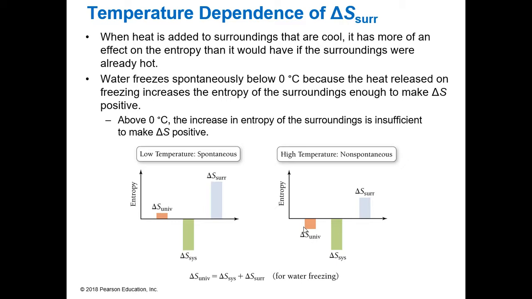This is crazy, guys. This is something you hadn't thought about before, right? You just knew that at 0 degrees Celsius, water froze. The reason water freezes below 0 is that our surroundings gain enough entropy from the heat given off that our delta S of our universe is positive, and thus water is able to freeze at low temperatures. At high temperatures, it is not spontaneous, because we don't have enough energy for it to freeze.